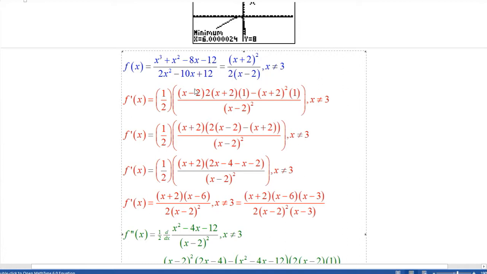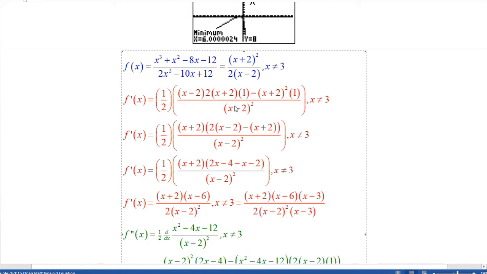So I see the 1/2 here. I'm going to just factor that out front. And then we're going to use the quotient rule. So that's the bottom times the derivative of the top. The derivative of the top is 2 times (x plus 2) to the first power times the derivative of the x plus 2, which is just 1, minus the top, which is (x plus 2) squared, times the derivative of the bottom. The bottom is just x minus 2, so the derivative is 1. Over the bottom squared, that's (x minus 2) squared. Notice the 1/2, I used the constant multiple rule and brought it out first. Then I was taking the derivative of this without the 1/2 there.